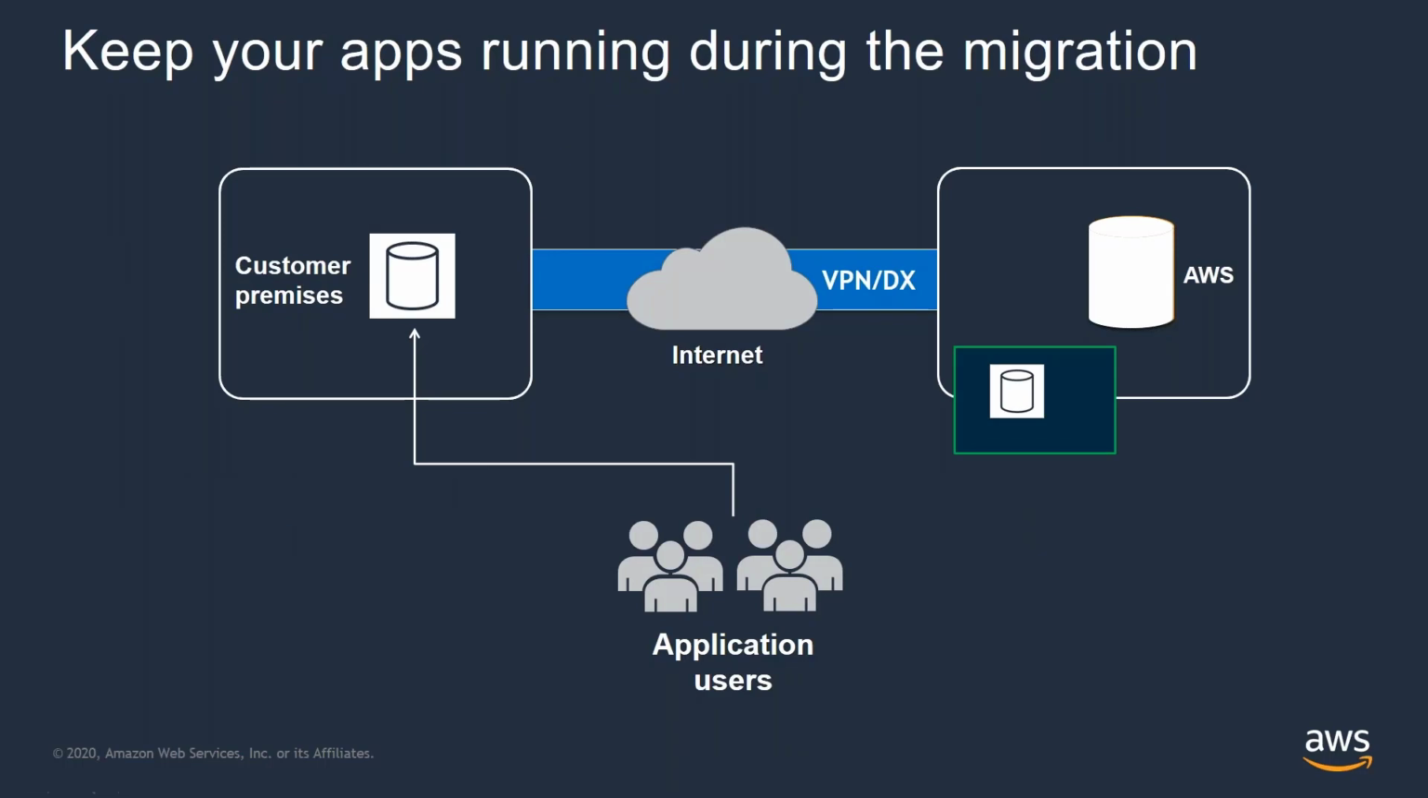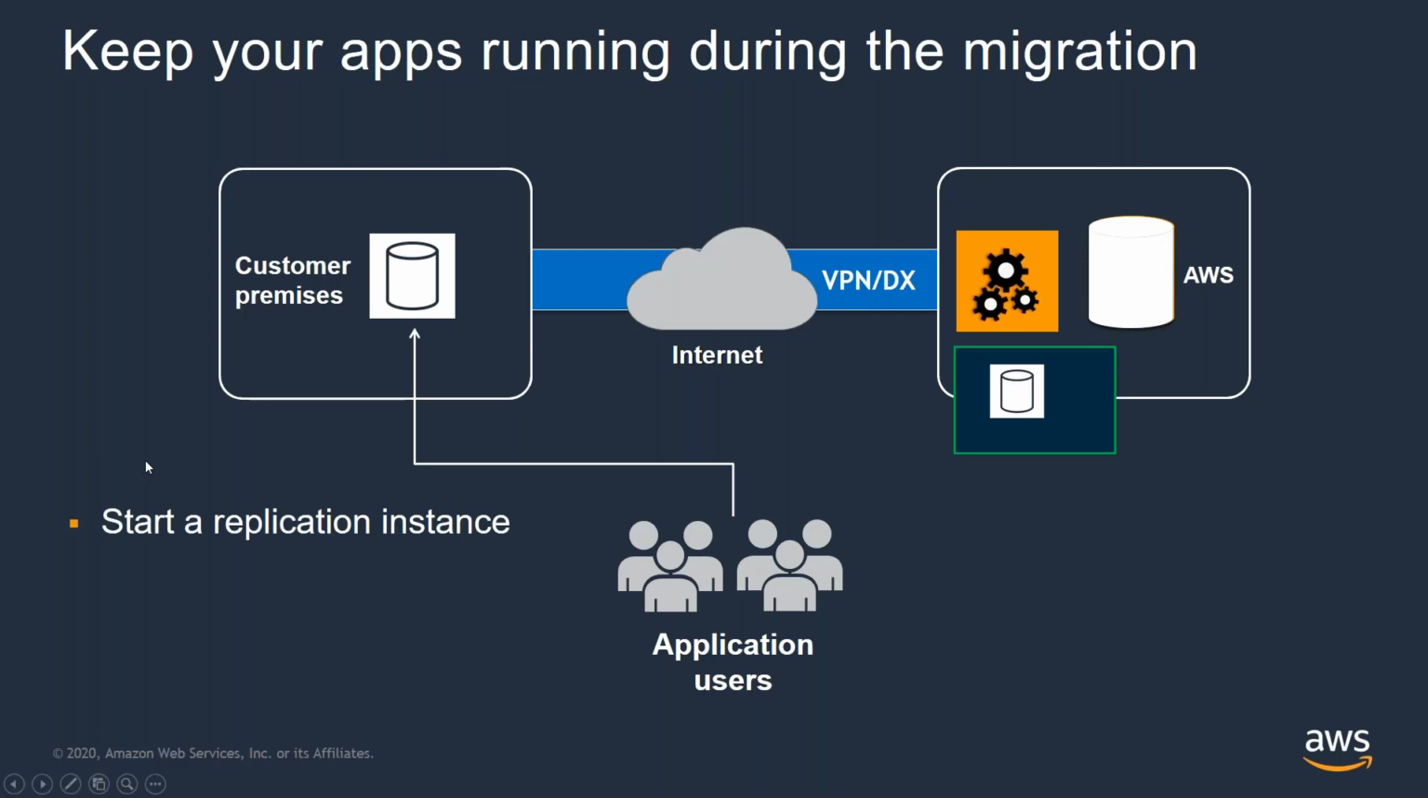So DMS is a real-time replication engine using change data capture. We call that CDC technology, to replicate deltas or data changes. As you can see on this slide, you have a customer data center on the left, and then you have AWS. Of course, you have connectivity either through the VPN or Direct Connect. And then application users are using that application to move the data to the cloud.